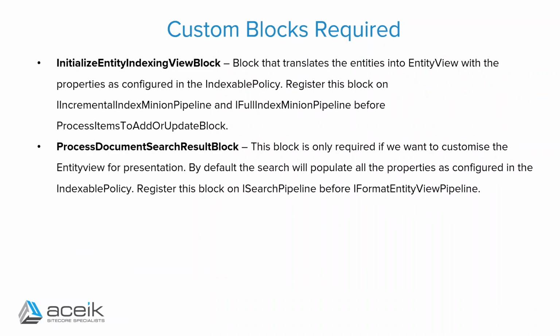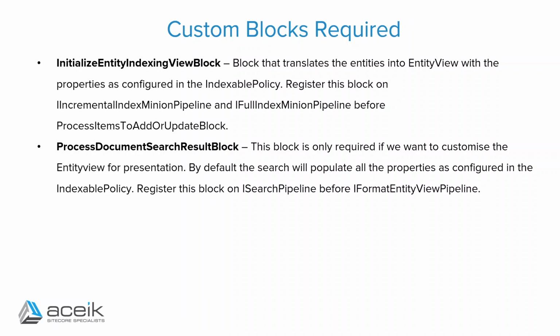So what custom blocks do we actually need? Apart from preparing the data, you'd have your own pipelines and blocks if you're working with your custom entities for saving an entity. You need to make sure that you subscribe it to the relevant memberships when you're saving that entity. You need one of these blocks to translate that entity into an entity view. From there on, all the foundation logic that Commerce has picks it up and puts it in the index for you. You don't need to do anything at all.